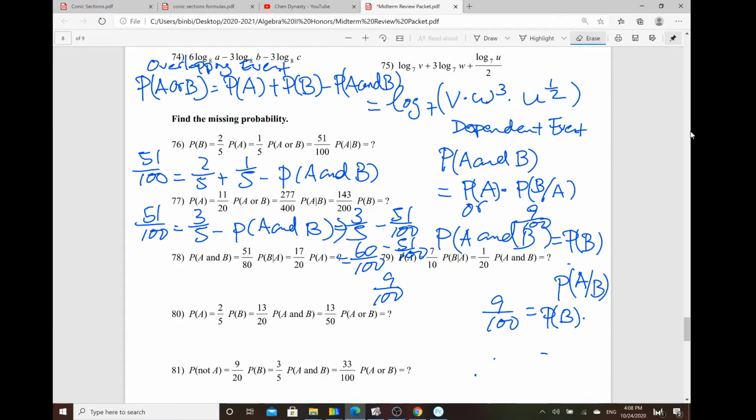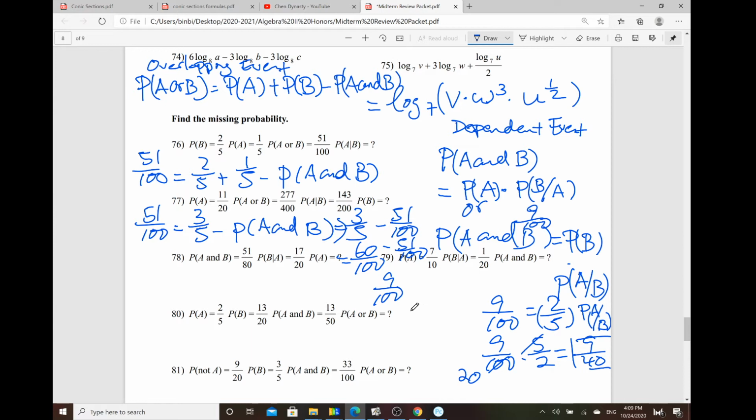So 9 over 100 times, okay, probability of B, which is what? 2/5. And then find out the probability of A based upon B. So 9 over 100 times 5 over 2. Cross cancel, so 20. So it's 9 over 40. And that's what we found.